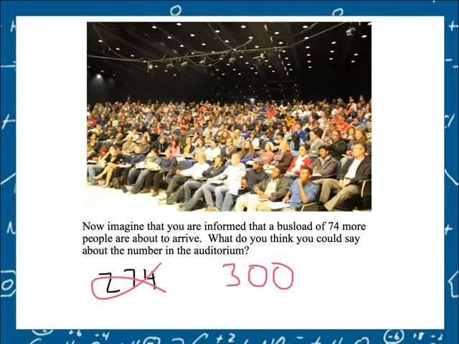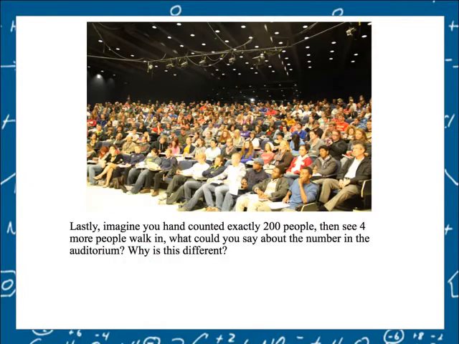All right, one last part to our thought experiment. Now let's say instead of estimating, I stood by the door, took tickets, and found that there were exactly 200 people. Then I see 4 more people walk in. At this point, I am safe in saying that that crowd has 204 people. So the difference here is I don't have any uncertainty. I counted exactly 200 people. So when I count exactly 4 more in, I can say 204.